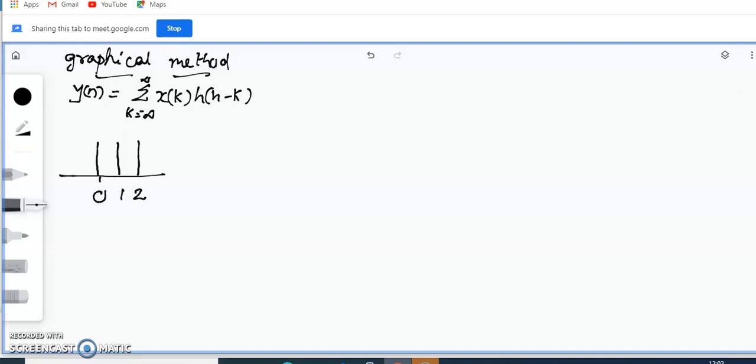It has a value 1 at 0, 1 and 2, and elsewhere it is 0. Okay, it has 1 at 0, 1 and 2, and the signal is h of n. And I am giving you one more signal, your x of n signal, and its value is 0.5 at n equal to 0, and its value is 2 at n equal to 1. This is x of n. Now you are going to find the convolution using a method called the graphical method. That means you are going to draw h of n minus k and multiply it.